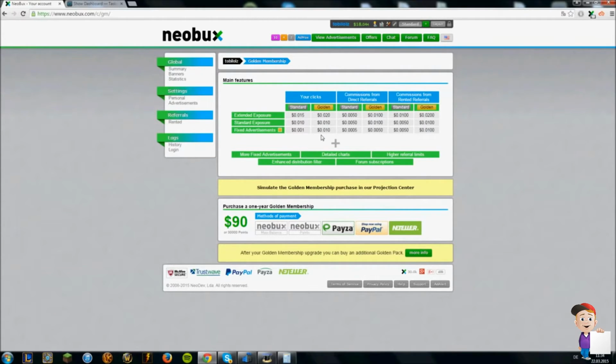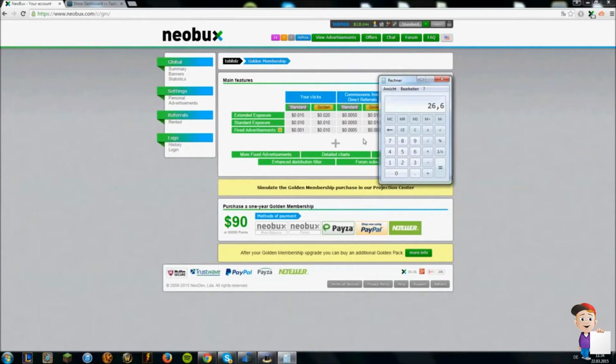It will cost, I think, $75 instead of 90. Okay, now I will give you my example again, now with the gold membership added. So we learned that I make $33.60 with referrals a month with the standard membership. So what do I get with the gold membership?